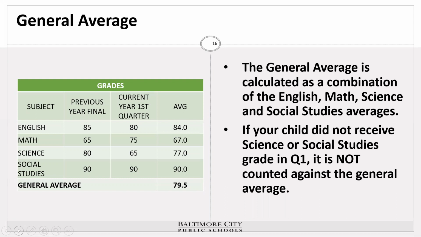When we're talking about a general average, we look at all the core subjects: English, math, science, and social studies. If a student did not take science and social studies in the first quarter of the current year, it is not counted against them when the general average is calculated.